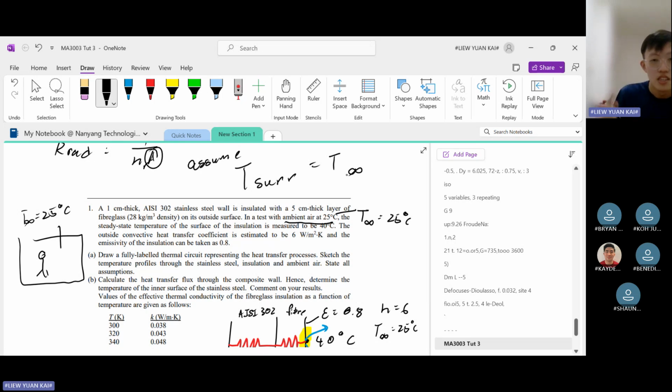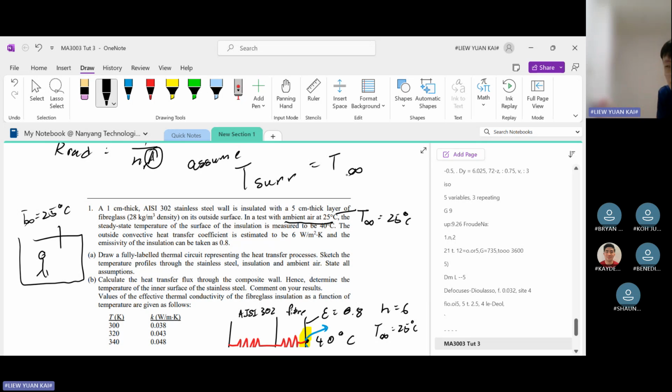Okay, it's not the same thing. Surrounding temperature refers to radiation. Ambient temperature only refers to the temperature of the fluid, the temperature of the air only. If you're submerged in water, then it only refers to the temperature of the water. So ambient temperature refers to the surrounding fluid temperature.